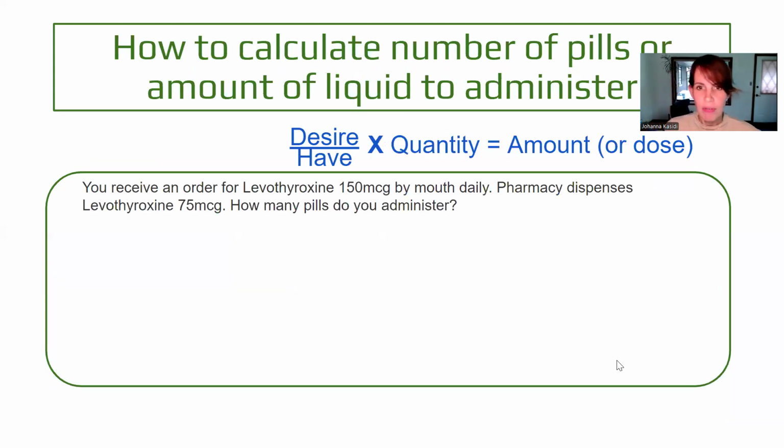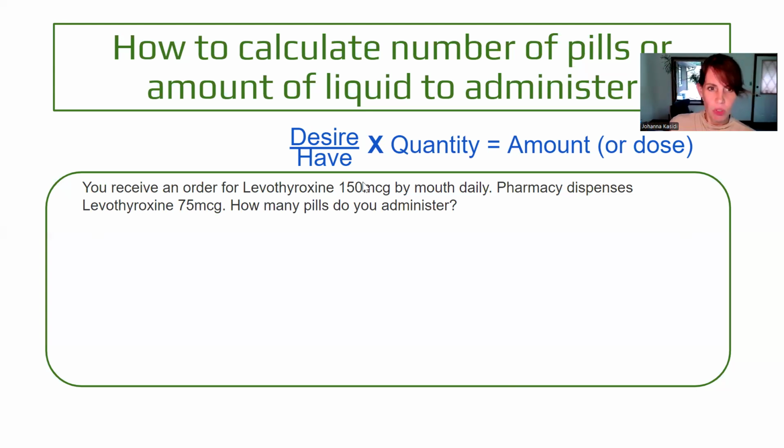Okay, so desire over have times quantity equals amount, or equals dose. This is really a base formula for figuring out how much medicine you're going to give to your patient, or how much fluid, how many pills, based on what you have available to you.